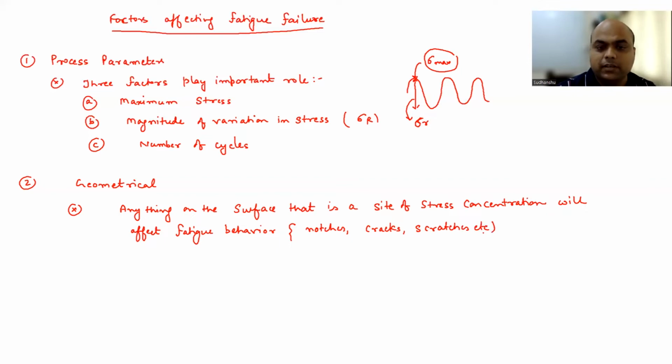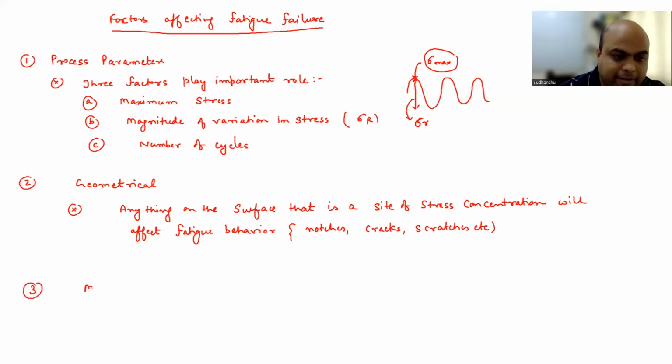Now you know that if you have a notch, then there will be stress concentration, right? And if there is a stress concentration, you require a smaller amount of stress for failure to occur. That much we have studied, right? And depending upon the size of the notch or the crack on the surface, the stress concentration magnitude also varies, right? So obviously it is going to affect the fatigue behavior. So that is point number 2.